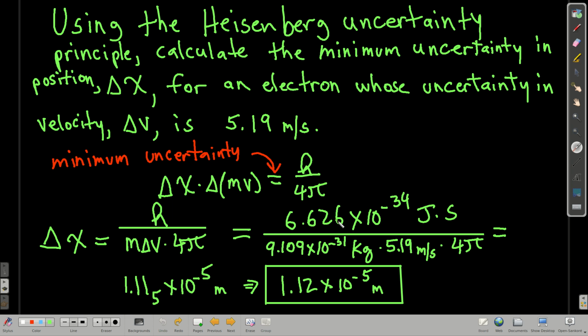So plugging in the numbers, again, Planck's constant, which you've memorized, the mass of an electron, the uncertainty in the velocity, and times 4 pi, we get 1.12 times 10 to the minus 5th meters. Now, if this were an electron in an atom, a hydrogen atom is on the order of an angstrom, 10 to the minus 10th meter. So this is 5 orders of magnitude bigger than that.